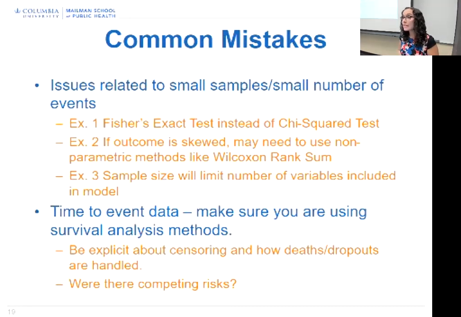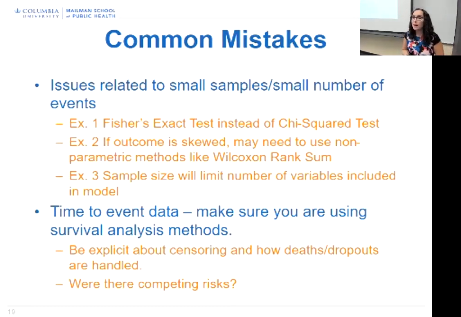If you're looking at a continuous outcome that's potentially skewed and your sample size is small, you might not be able to use your standard t-test anymore. So you might have to use a non-parametric method like the Wilcoxon rank sum. If you have small sample sizes, you should be thinking about this and making sure that you're using appropriate methods. And then the last point I want to make about sample size.